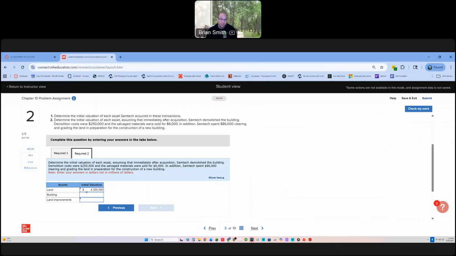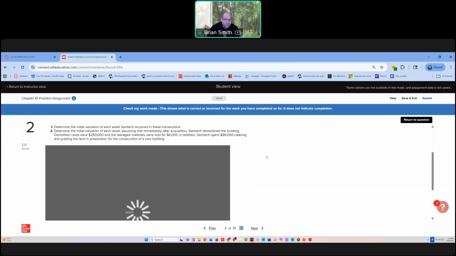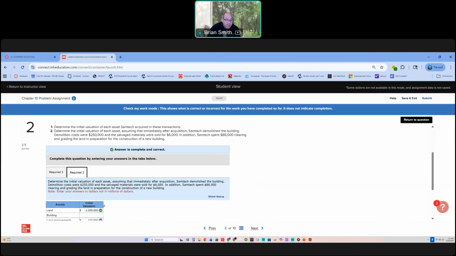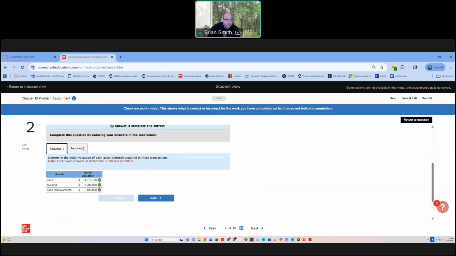Building should be 0. I don't know if they want us to put a 0 or not. Doesn't say to not, so I'm just going to leave it blank. And the cost of the land improvements haven't changed. So let's check our answer. It wants us to put a 0 in there, maybe. Okay, they're happy with that. Good.